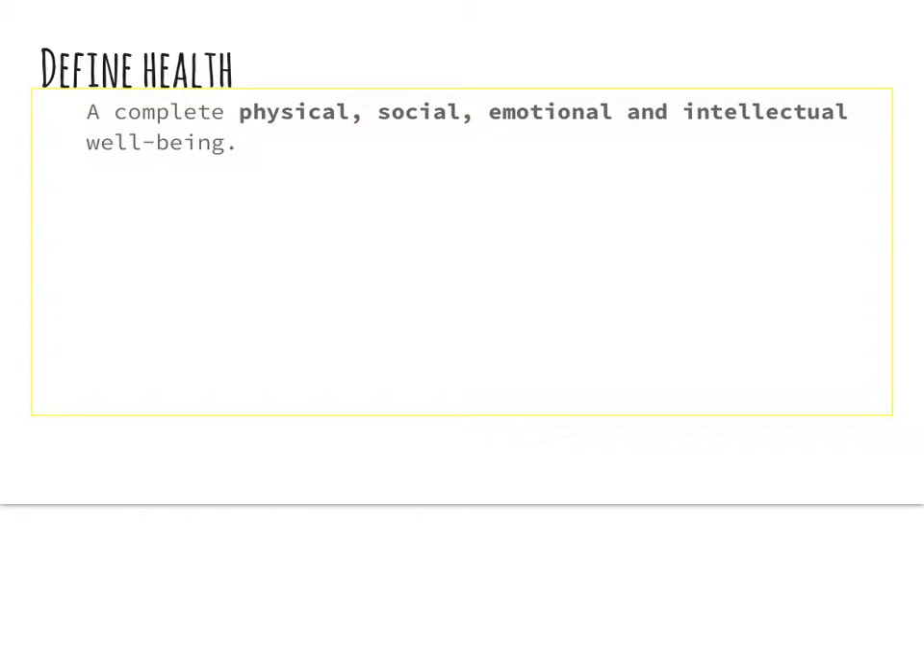In this slide, you are going to be able to define what health is. Health is a complete physical, social, emotional, and intellectual well-being. So realize that I think most of you, when you think of health, think of the physical aspects, cardiovascular endurance, muscular strength, muscular endurance, but realize that there is a social, emotional, and intellectual aspect to make up a complete overall health.